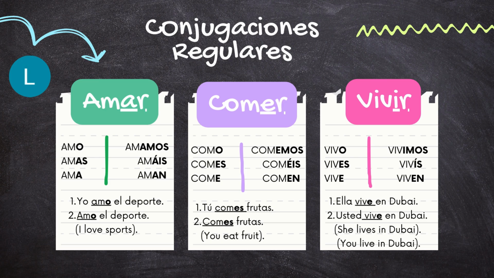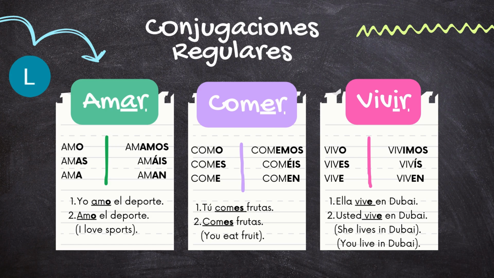And that's it. Anytime you're conjugating regular verbs, just regular verbs that end in AR, you carry the stem throughout the 6 conjugations, and then you add o, as, a, amos, áis, an.